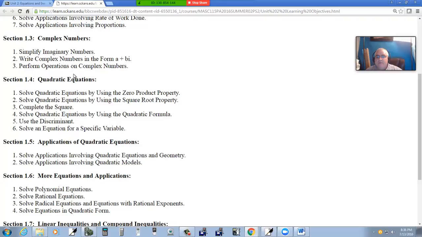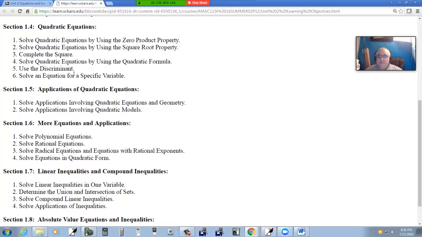Let's see, we did all three of those. So let's go down to quadratic equations. We got zero product property, square root property, completing the square, quadratic formula, discriminant. Solve an equation for a specific variable.